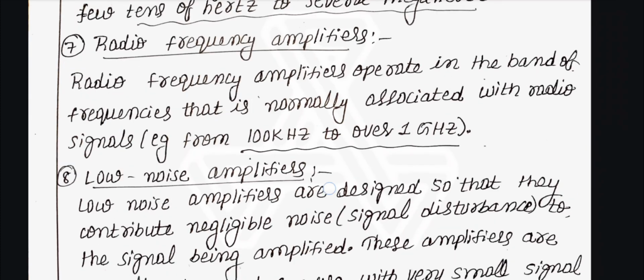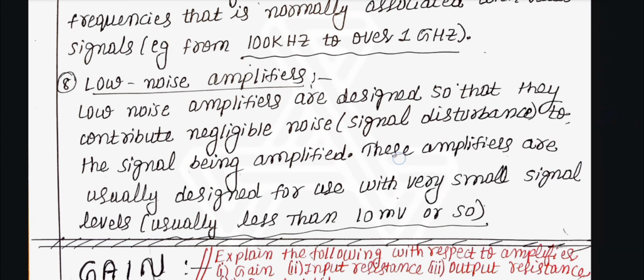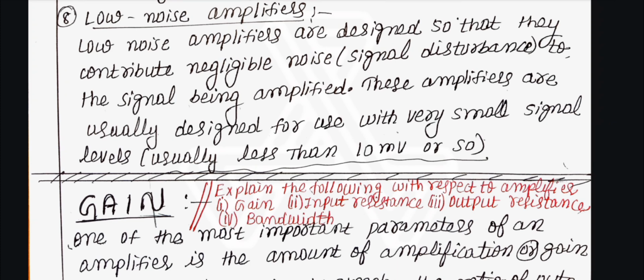A radio frequency amplifier operates in the band of frequencies that is normally associated with radio signals, that is from 100 kHz to 1 GHz. Low noise amplifiers. Low noise amplifiers are designed so that they contribute negligible noise or signal disturbance to the signal being amplified. These amplifiers are usually designed for use with very small signal levels, usually less than 10 mV or so. Explain the following with respect to amplifier.